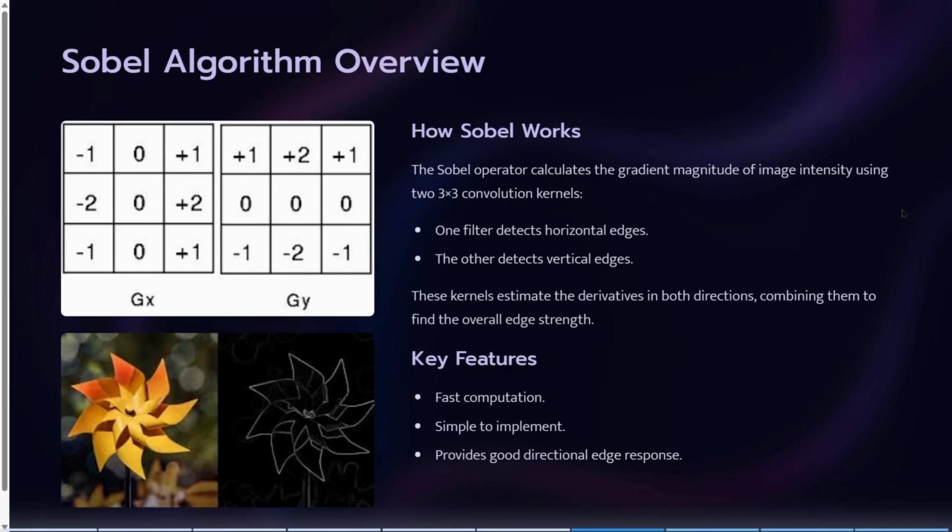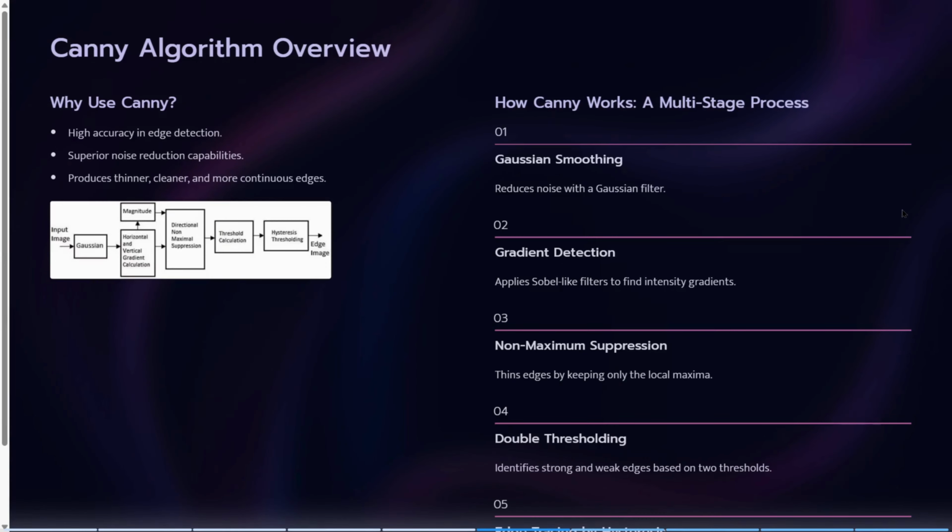The Sobel algorithm is one of the simplest and most common edge detection methods. It works by calculating the gradient, basically checking how fast intensity changes from one pixel to the next. On the slides you can see two 3x3 filters. Canny is a more advanced method. Instead of only looking at the gradient, it goes through several steps: smoothing, gradient detection, thinning the edges, and thresholding. Because of that process, the output looks cleaner and more accurate than Sobel, and it handles noise much better.